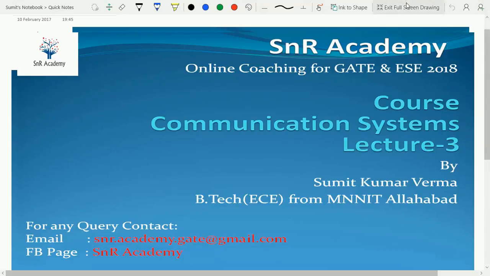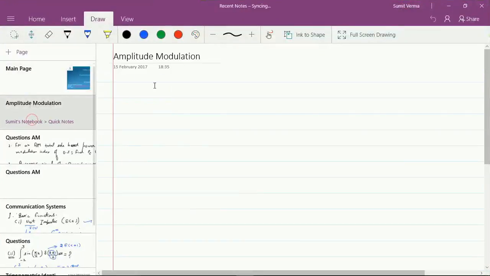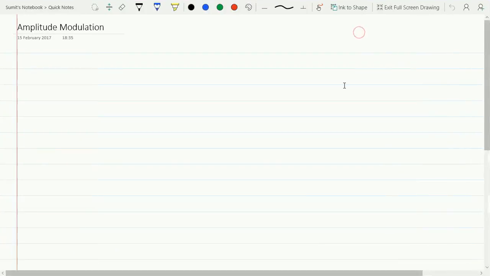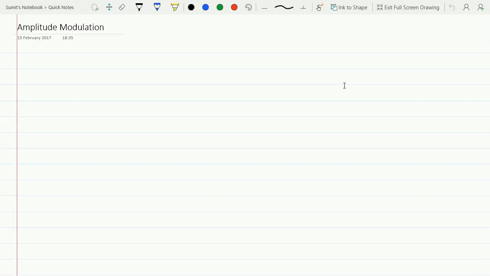And today, lecture 3 will be about amplitude modulation. In lectures 1 and 2, all those who have not watched lectures 1 and 2, I discussed modulation, and I discussed the basics of signals and systems which would be used in our discussion today. So friends, today let's begin with amplitude modulation.